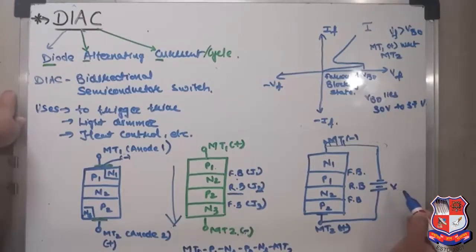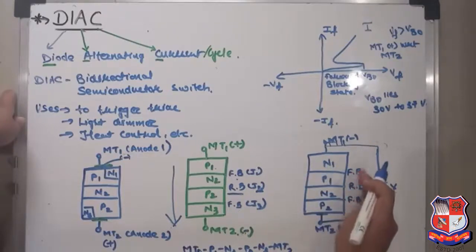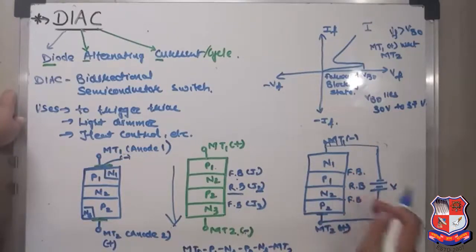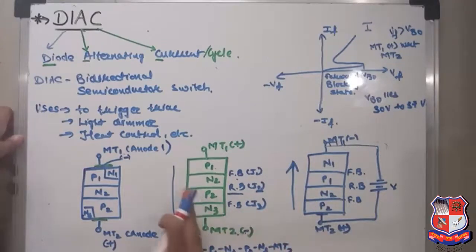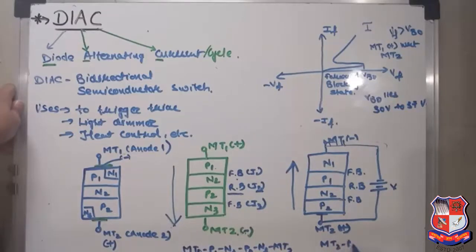At that time there is an avalanche breakdown of the reverse bias junction, and your device turns on. All the junctions are now forward bias, and current starts to flow from MT2 to MT1, means the direction of current flow is reversed compared to the previous mode. So now your current is flowing from MT2 to P2, N2, P1, N1, MT1, when MT2 is more positive with respect to MT1. At that time the direction of current is reversed.